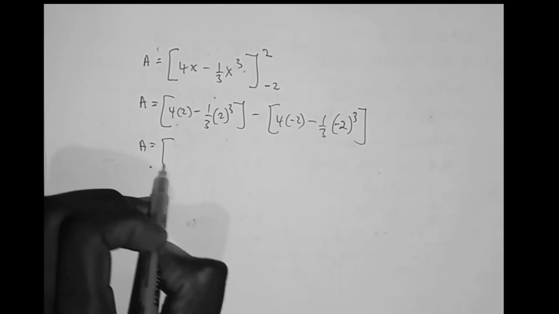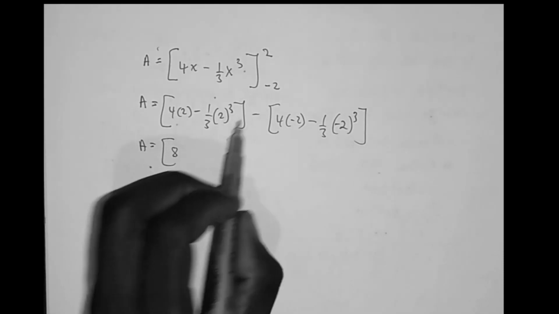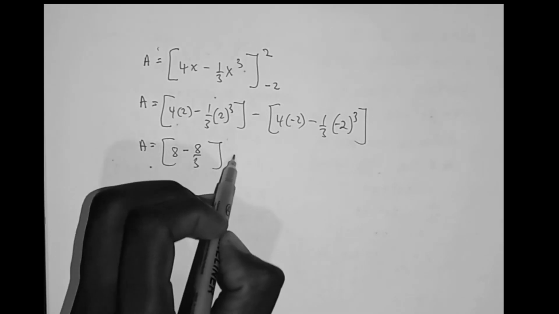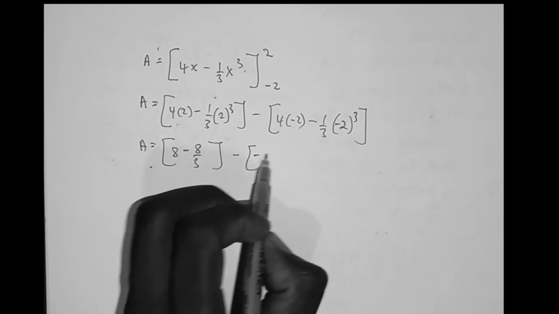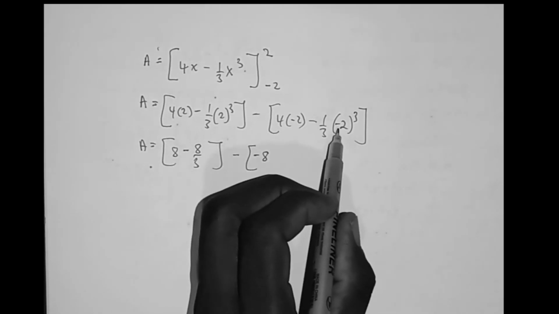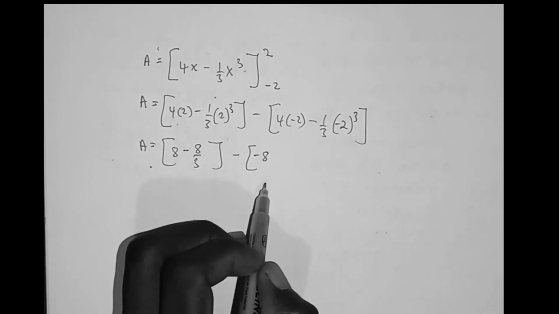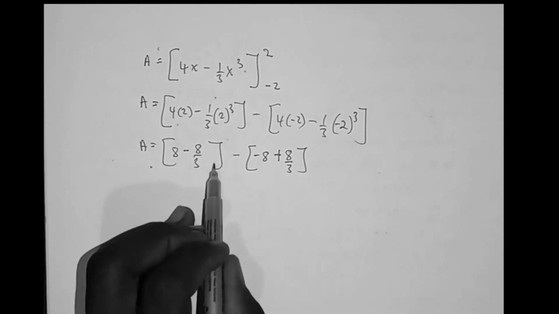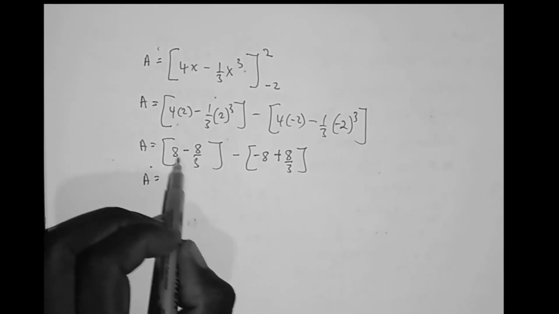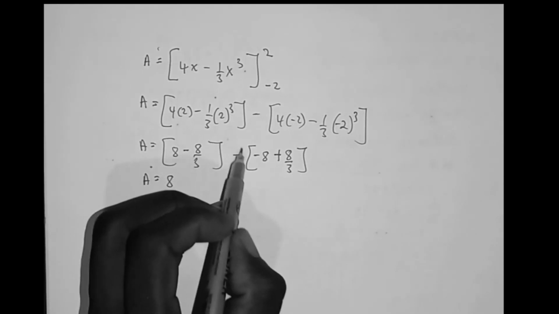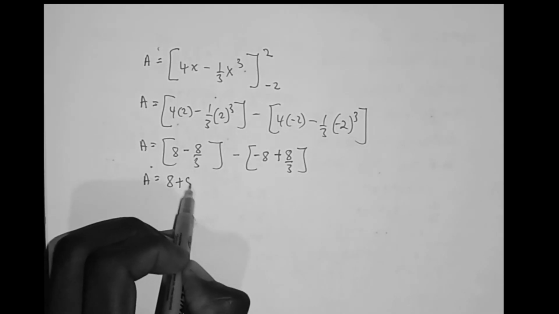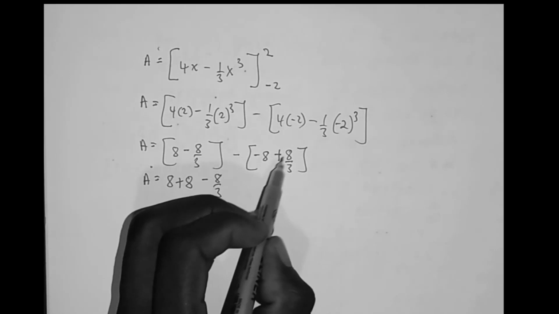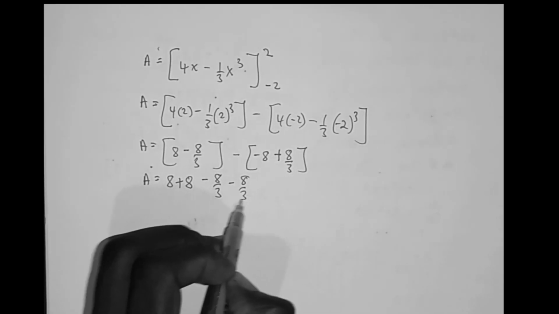So A is equal to 4 times 2, which is 8. Then 2 exponent 3 is 8, times minus 1 over 3 becomes minus 8 over 3. Then minus 4 times minus 2 is minus 8. Then minus 1 over 3 times minus 2 exponent 3 becomes plus 8 over 3. So in removing the bracket, area equals 8, then minus 1 times minus 8 equals plus 8. Then minus 8 over 3. Then minus 1 times 8 over 3 becomes minus 8 over 3.